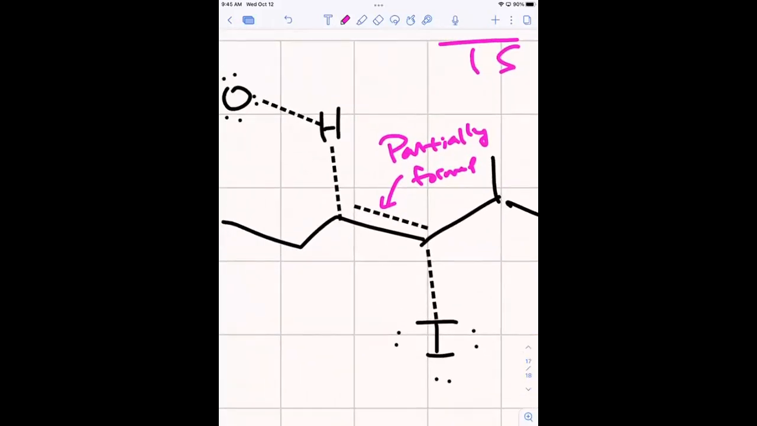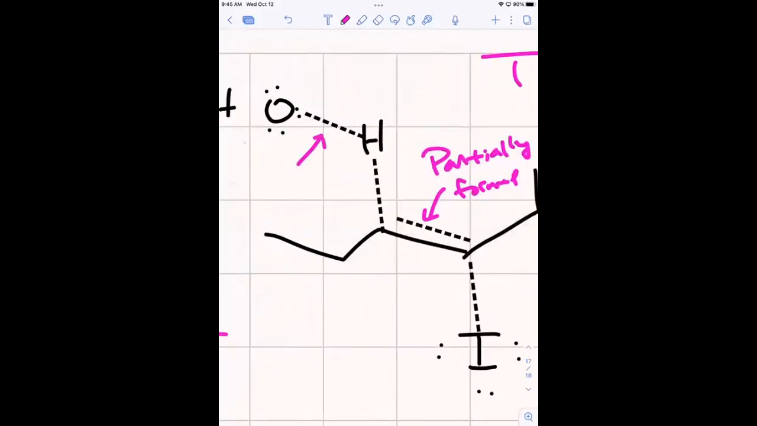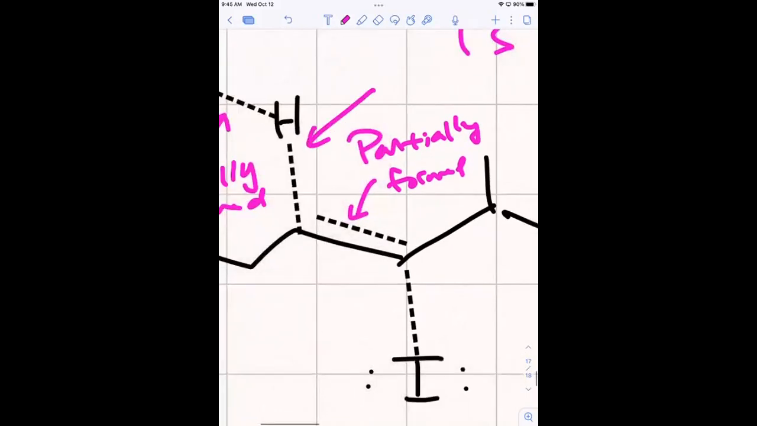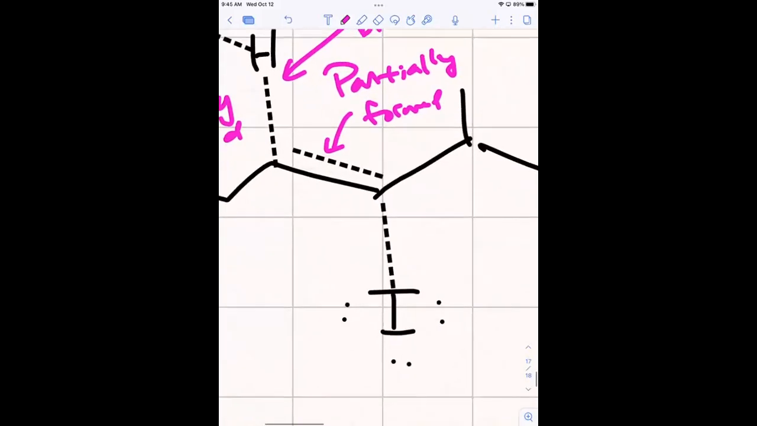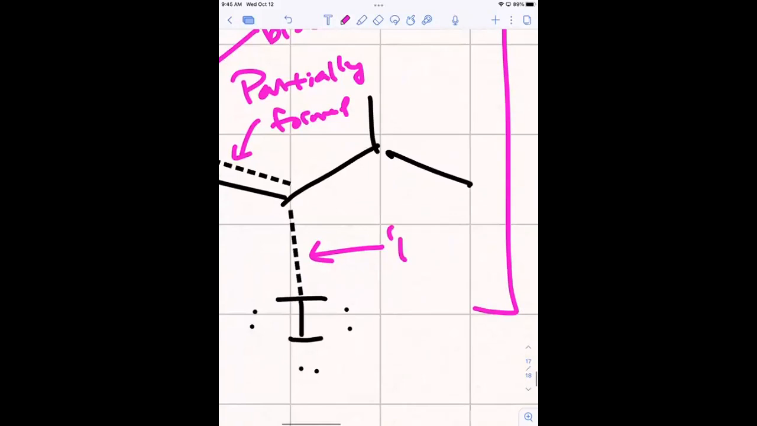So that's partially formed. This is partially formed. The CH bond right here is partially broken. And then the C-I bond is also partially broken.